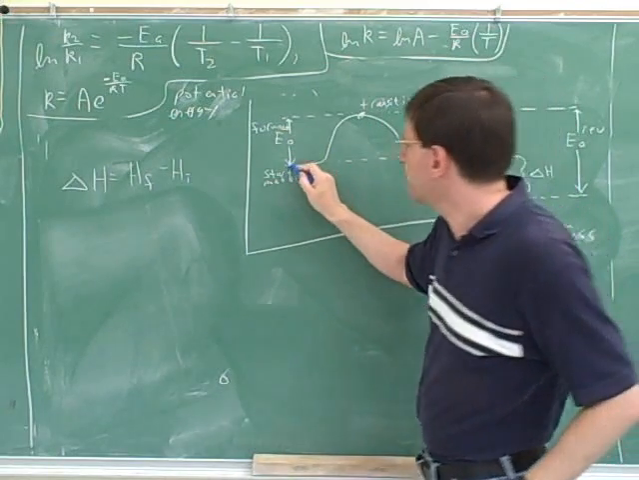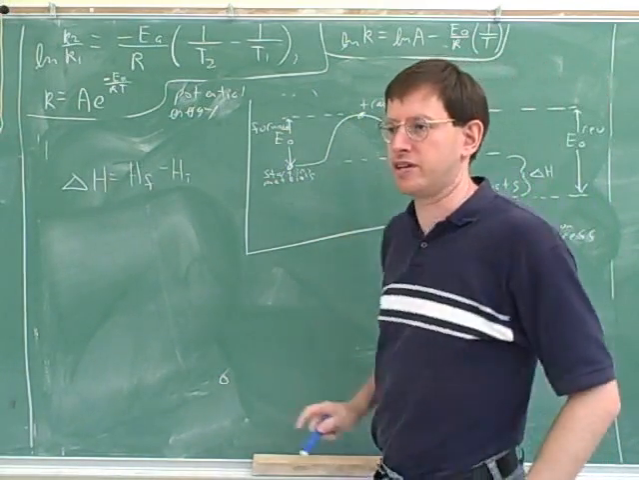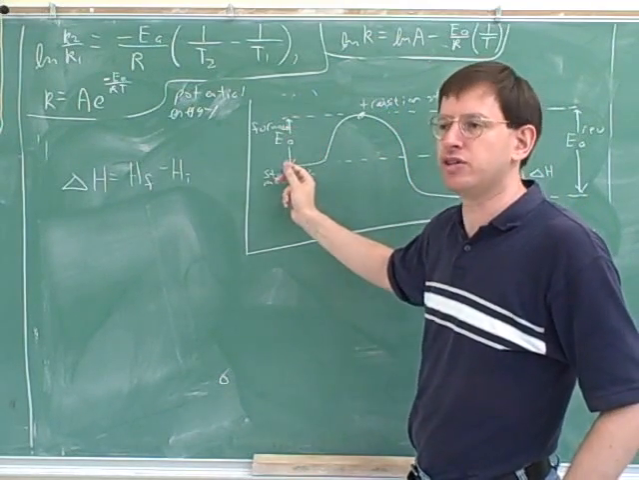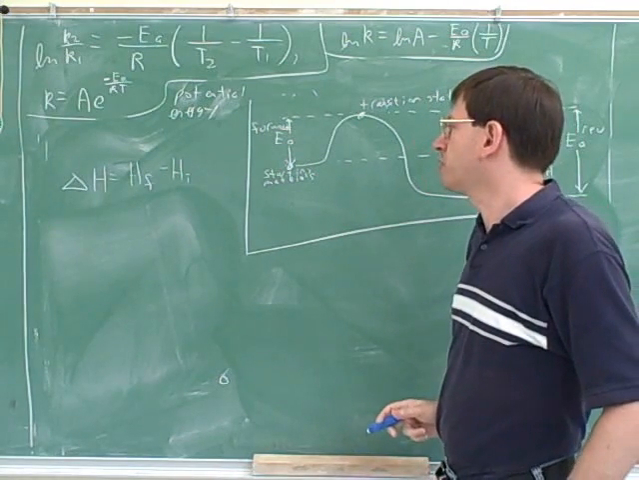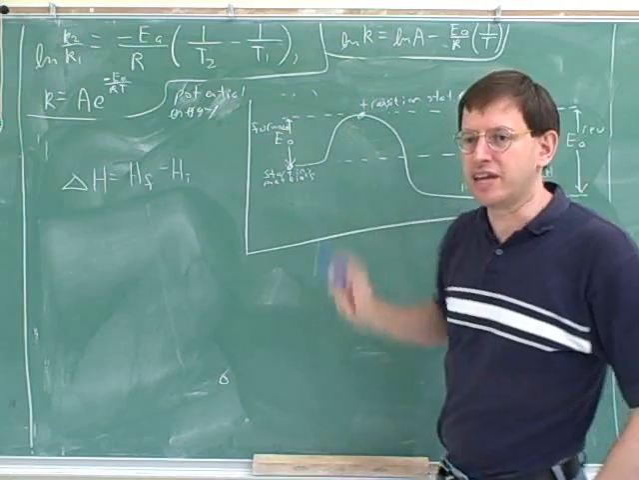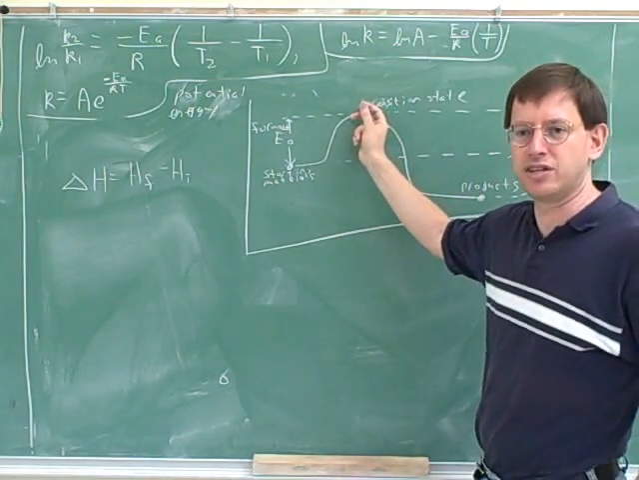All right, so this point here is starting materials. This point here represents products. This point represents transition state. Activation energy is the vertical distance between two points. So the forward activation energy is the vertical distance between starting materials and the transition state. The reverse activation energy is the vertical distance between the products and the transition state.